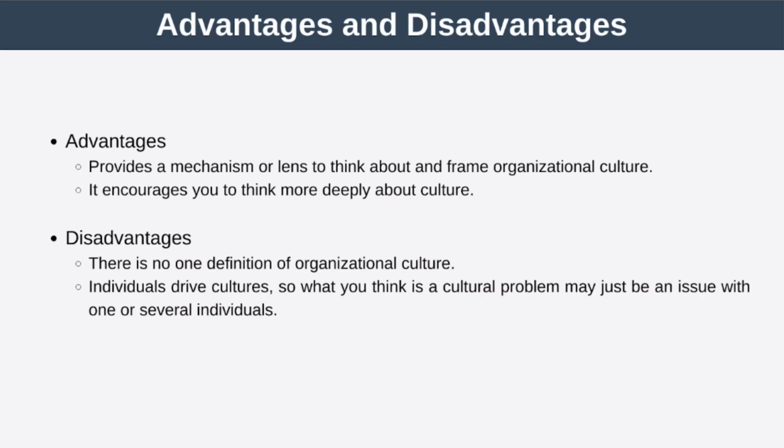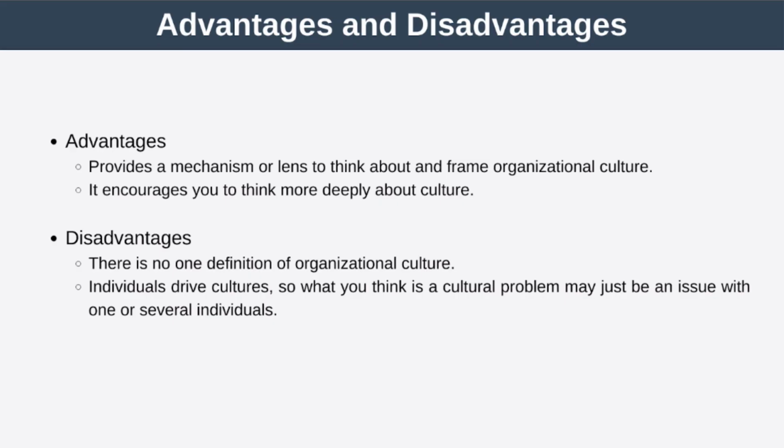Now, before we wrap up, there are a couple of advantages and disadvantages of Schein's model to cover. In terms of advantages, the model provides a mechanism or lens to think about and frame organizational culture. It also encourages you to think more deeply about culture by breaking culture down into 3 levels. In terms of disadvantages, there's no one definition of organizational culture, so the model that works best for you will likely depend on what culture means to you.